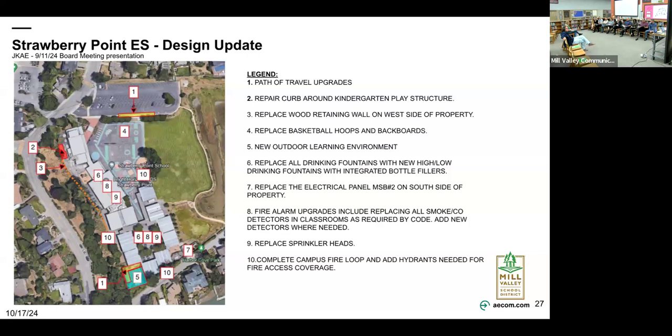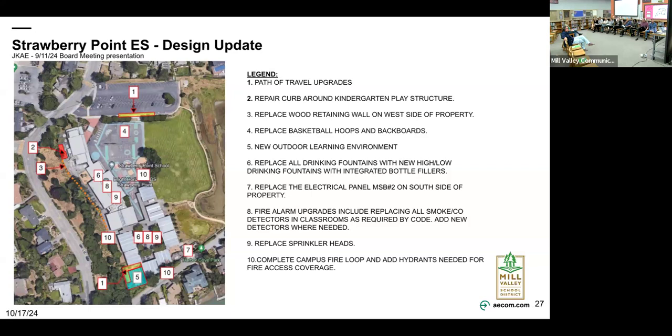We are doing a lot also of upgrades to the playground areas, kind of upgrading equipment that might be old at this time, such as the basketball hoops and backboards. And also upgrading the drinking fountains so that we have high and low options for people.